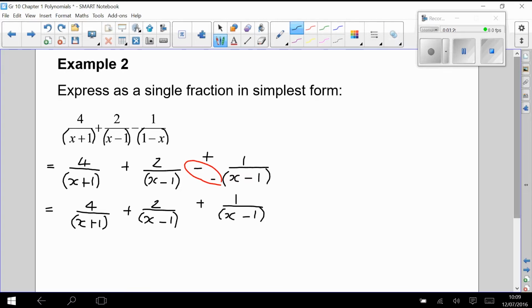Now by completing this exercise, you can see that the second and the third denominators are in fact identical to each other. So when I choose my LCD, noting that I need the highest number of each type of factor, I'm only going to choose the bracket x plus 1 and the bracket x minus 1.